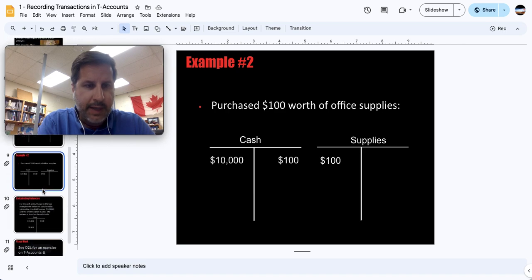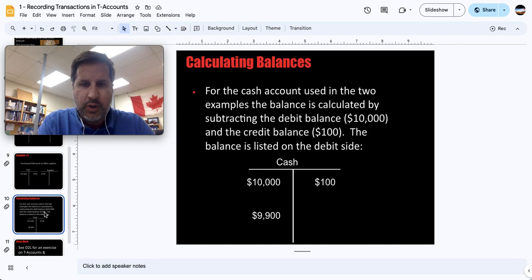On we go. Now, the balance in our account now for cash, we've had two transactions. 10,000 minus 100. Our balance is $9,900. We show our balance by listing it on the side in which it should appear. So cash should have a debit balance. So that $9,900 is where the cash balance is right now. All right, so that is your note. I'm sure it's clear as mud.